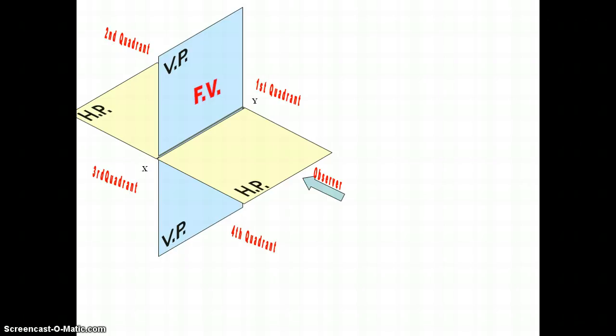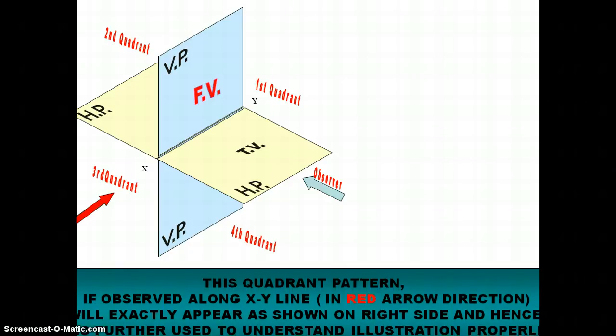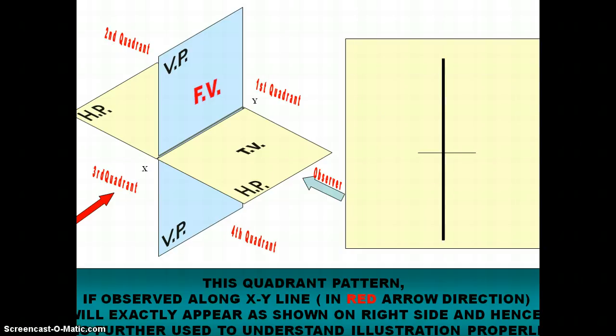In the fourth quadrant, the front view lies below XY, and the top view also lies below the XY plane. This quadrant pattern, observed along the XY line, will appear exactly as shown on the right side, hence it is further used to understand illustrations properly.